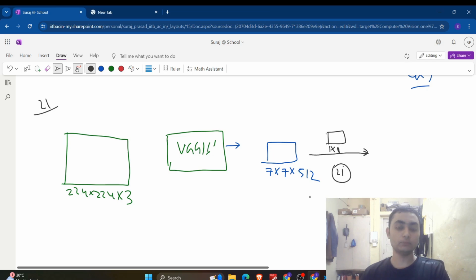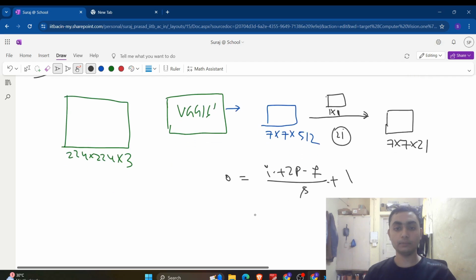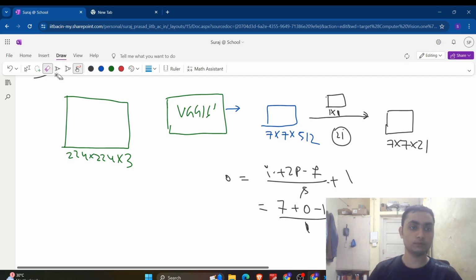So what is going to be the output shape? The output shape is going to be 7 cross 7 cross 21. You can verify with the formula that we had. Output size is input plus 2 times padding minus filter size, divided by stride, plus 1. Here input size is 7, we are not applying any padding, kernel size is 1, stride is also 1, and plus 1, so the output shape is 7. Just for cross verification.